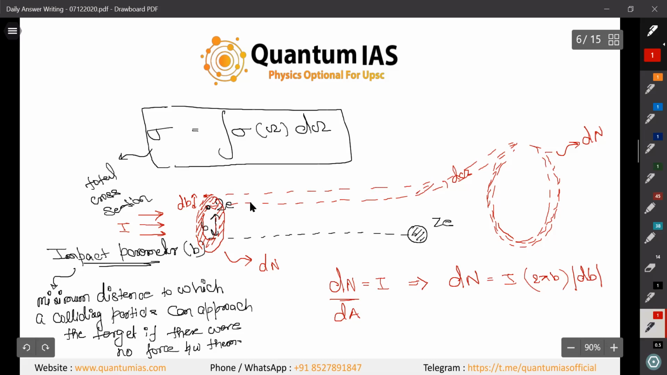I think you know this. If you take this segment here, it will be 2 pi b, and this length will be db. So the area will be this: dn equals I 2 pi b into db.